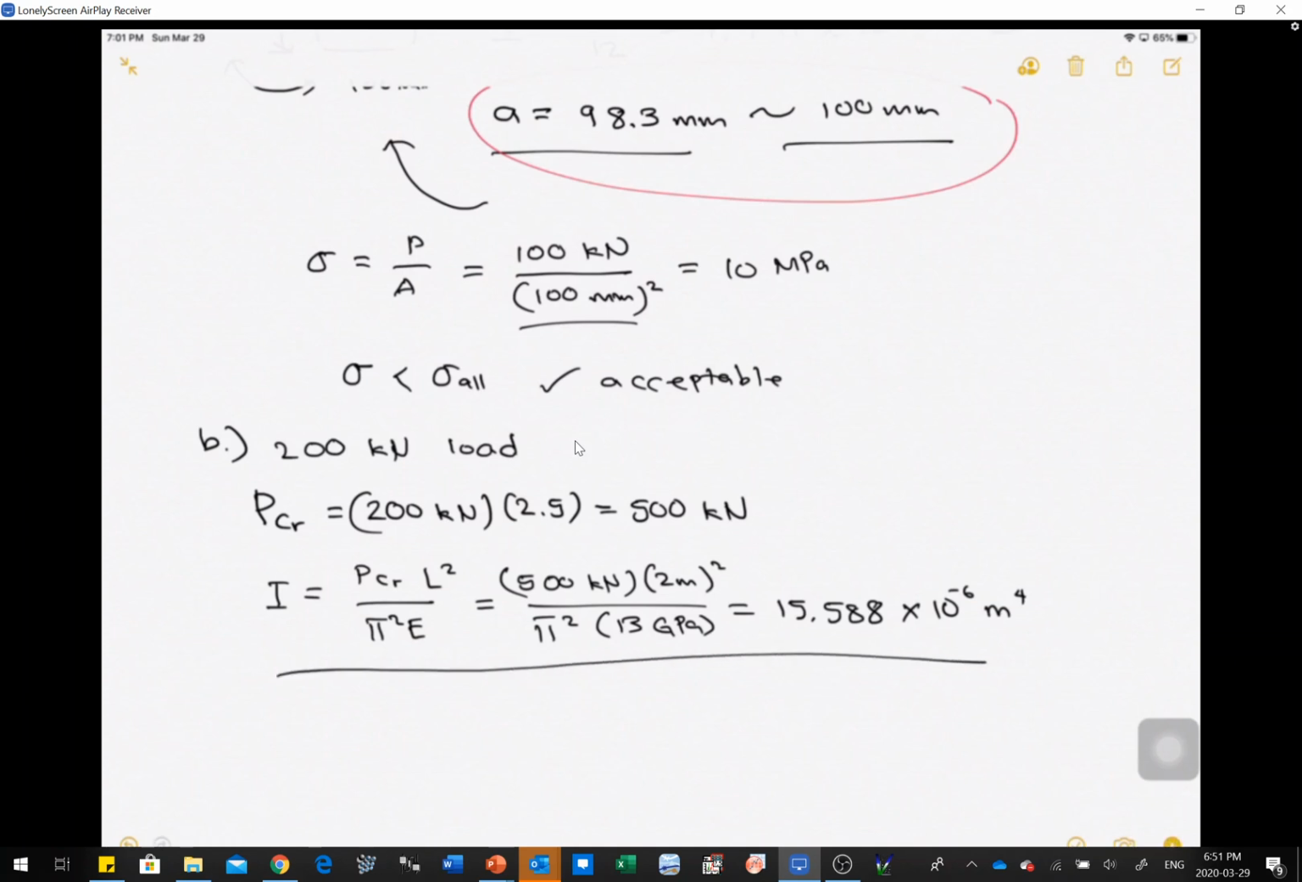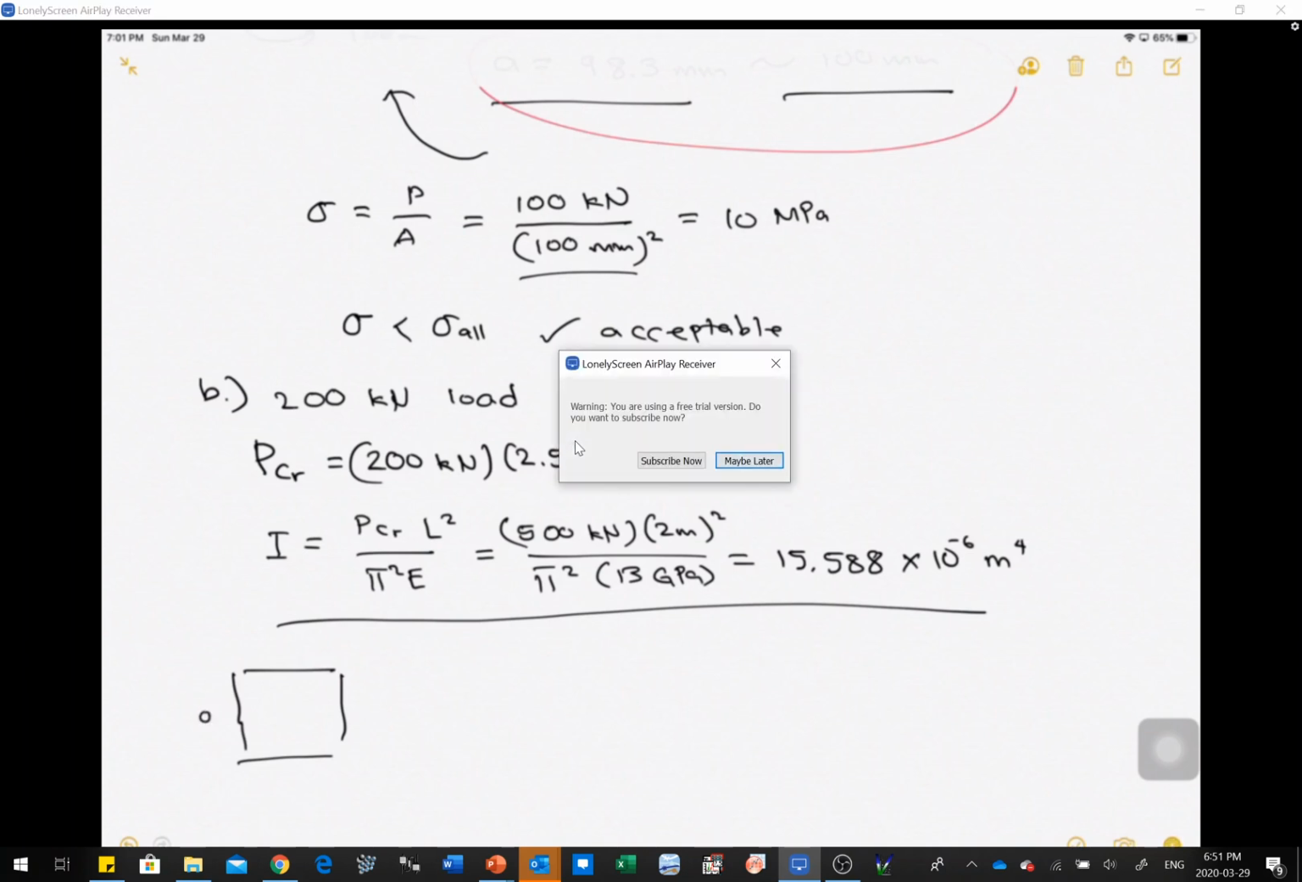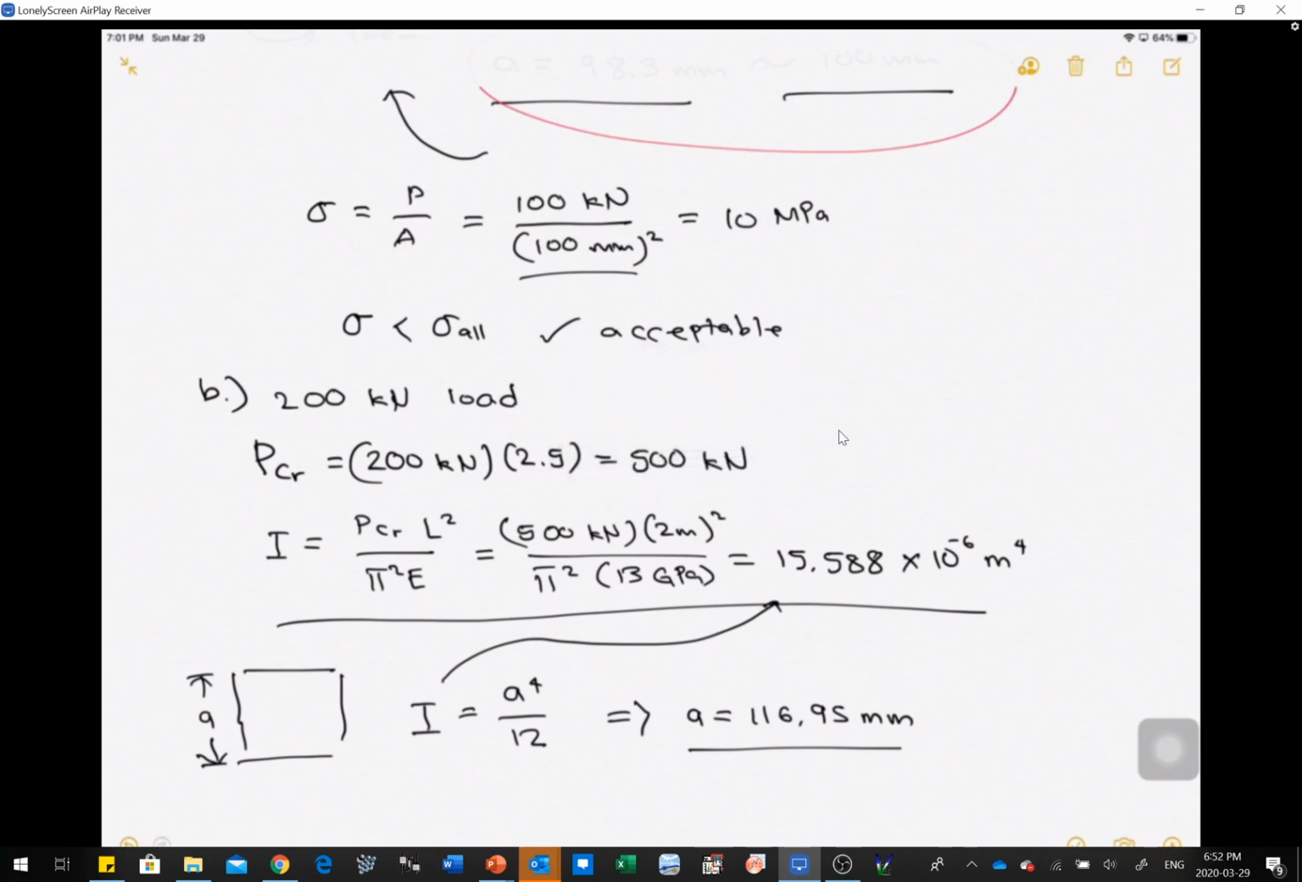Now we have this moment of inertia for our structure, and again, let's assume that we have a cross-sectional area which is a square, with length of A. If this is the case, we know that our I is equal to A raised to 4 divided by 12. So using the value of our I, we are going to end up with A is equal to 116.95 millimeter. That's our new design based on 200 kilonewtons of load.